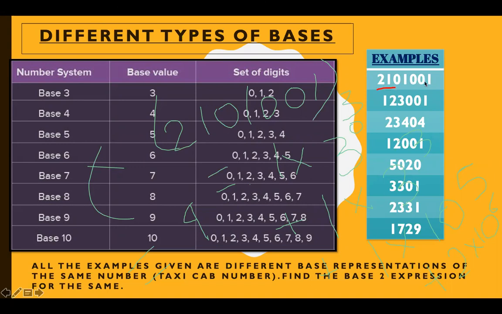So 210101, it's base 3. You will take the last digit 1 into 3 to the 0, then plus 0 into 3 to the 1. Similarly, take digit 2, you will add and you will get 1729. Similarly, for the others you can verify it yourself, and for all the cases you will get 1729.